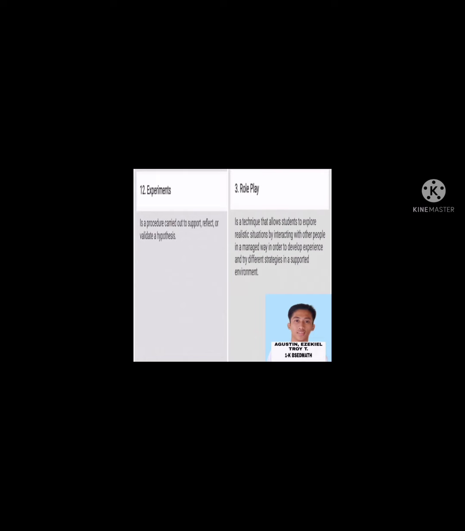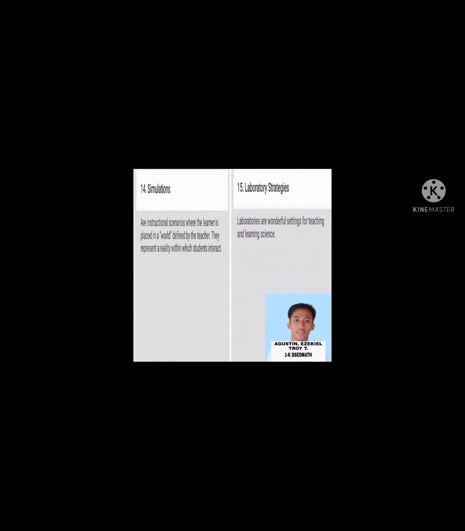Roleplay is a technique that allows a student to explore realistic situations by interacting with other people in a managed way. So here, the teacher will give students a group activity wherein they are given a scenario or a situation that they have to act out.